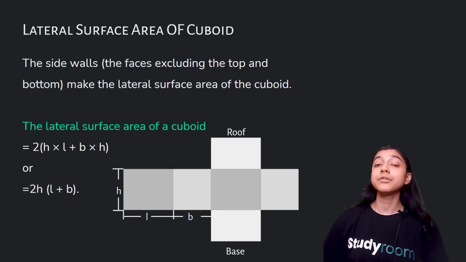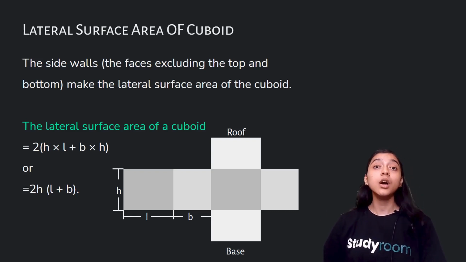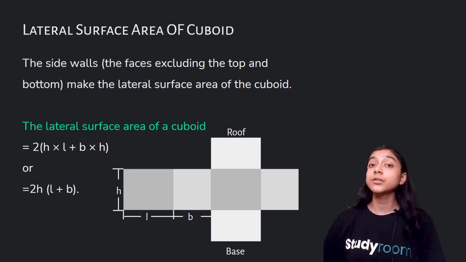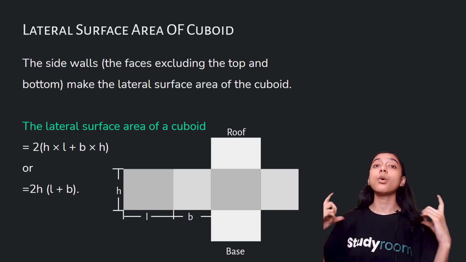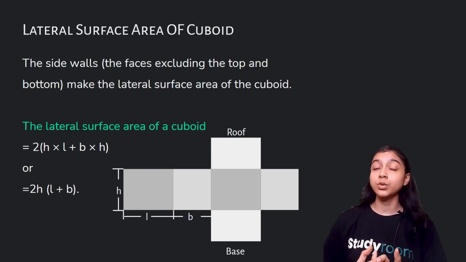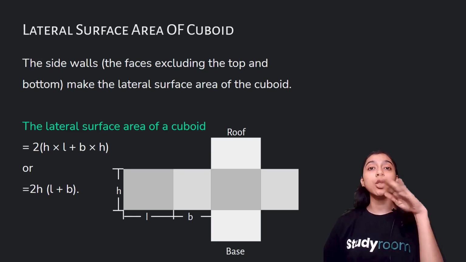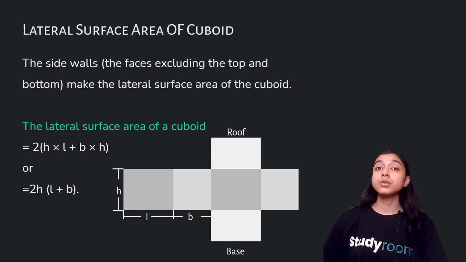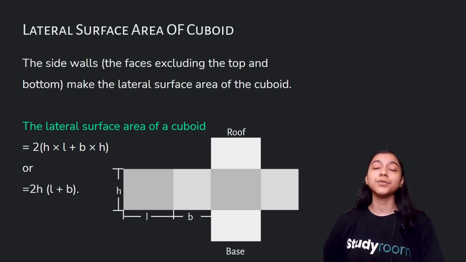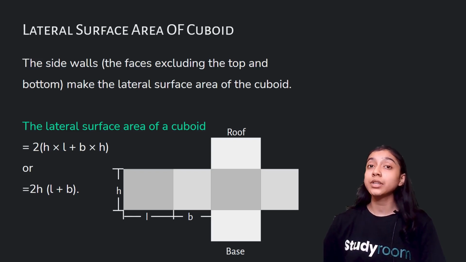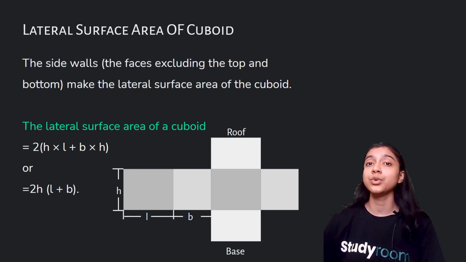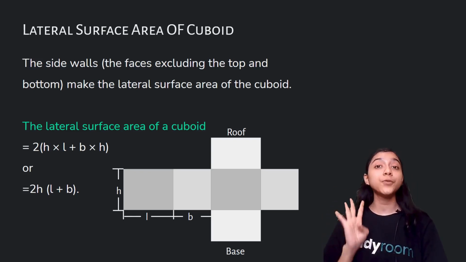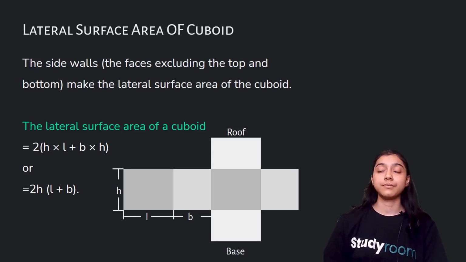So in any question where we have been told to calculate the lateral surface area or we have been told to calculate the area of the 4 walls, that means that we have to calculate the area of all the 4 faces of the cuboid, but we have to exclude the area of the base and the top portion. So ultimately the formula for the lateral surface area of the cuboid will be equal to 2 times length plus breadth multiplied with height, because the area of the top portion and the area of the bottom portion has not been included. Only the lateral faces, that is the 4 faces, have been included.